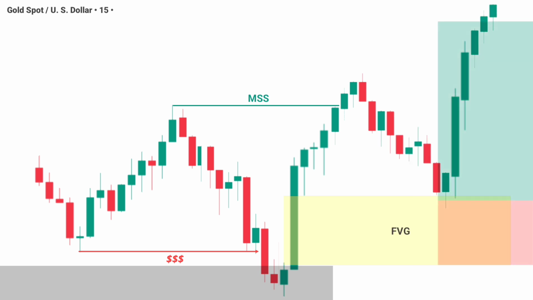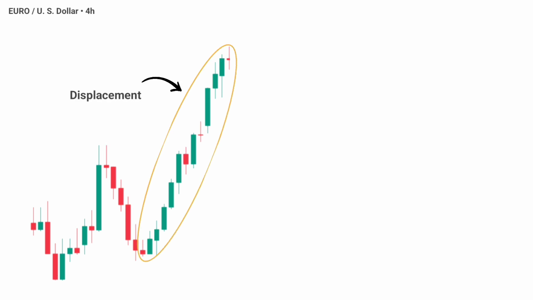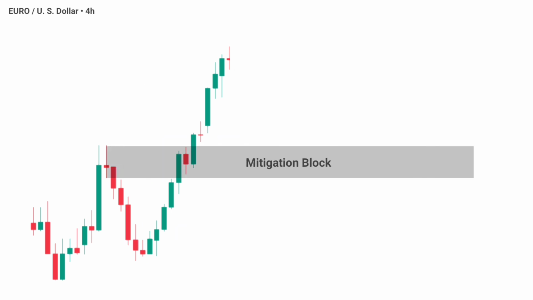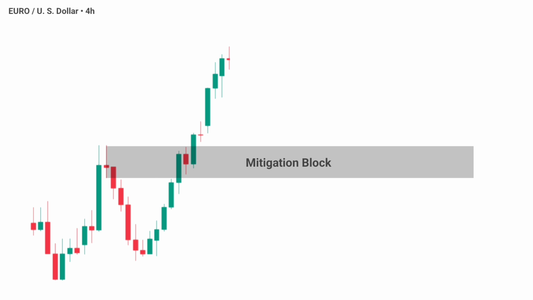The mitigation block worked because it aligned with bullish structure, followed a valid displacement, and was activated after liquidity was taken. The mitigation block is always identified on the 4-hour chart. The 4-hour time frame defines the overall market structure, the direction of displacement, and the directional bias. A mitigation block on this time frame only defines location. It does not provide entries, timing, or confirmation. Its sole purpose is to highlight where price is allowed to react if the broader structure remains intact.